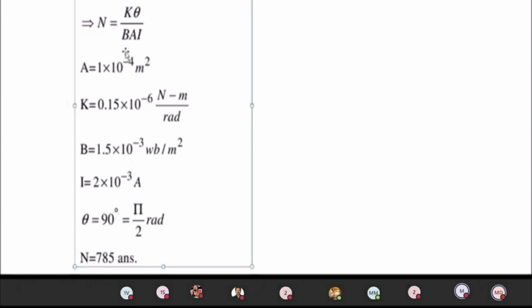Now if you substitute all the values in this formula, n equal to k theta divided by phi, you will get 785 turns.